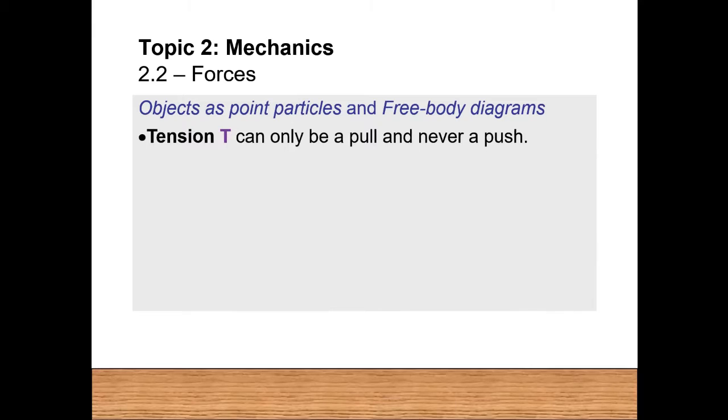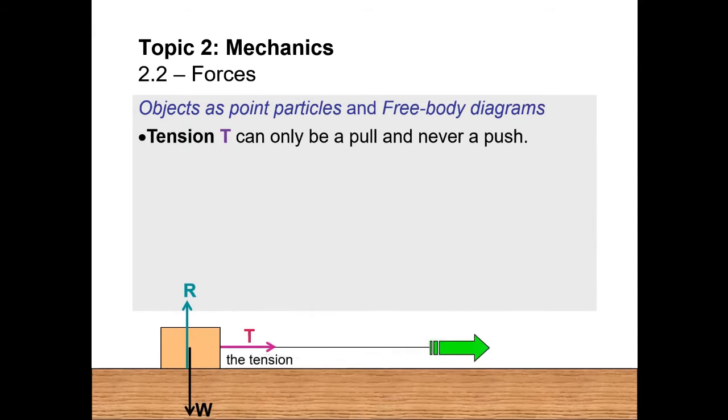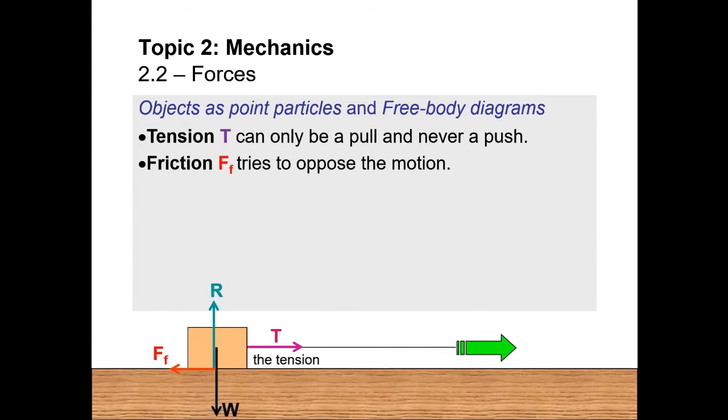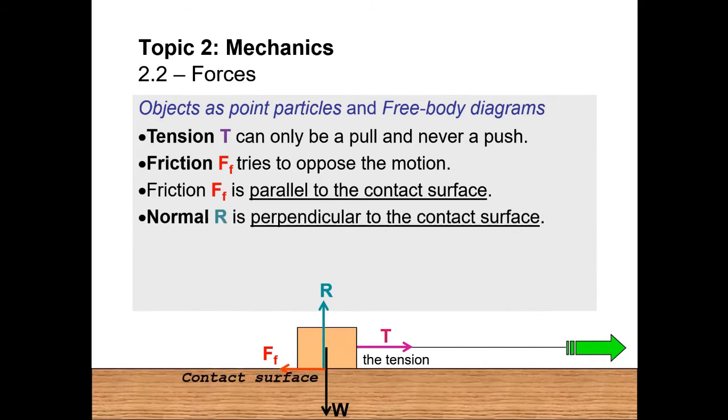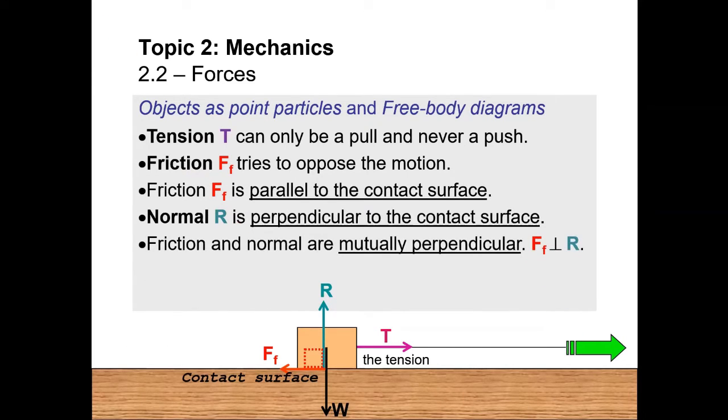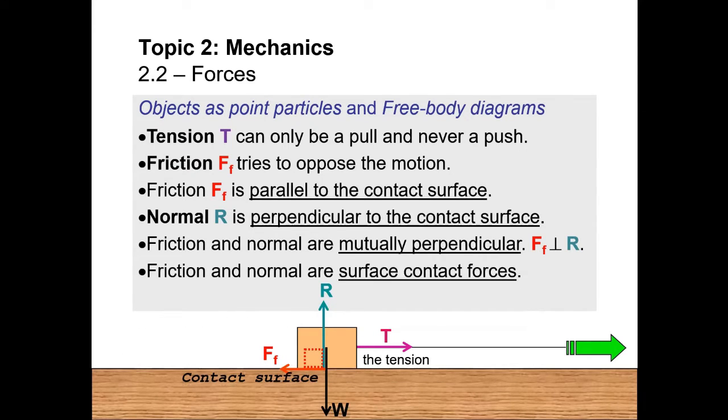Tension T can only be a pull and never a push. Friction tries to oppose the motion here. Friction is parallel to the contact surface, and normal is perpendicular to the contact surface. Friction and normal are mutually perpendicular.